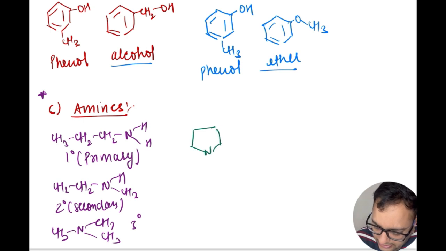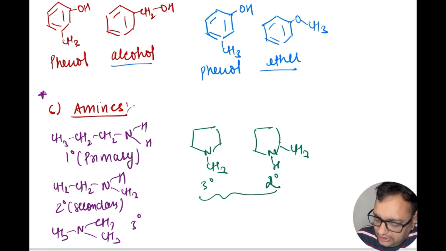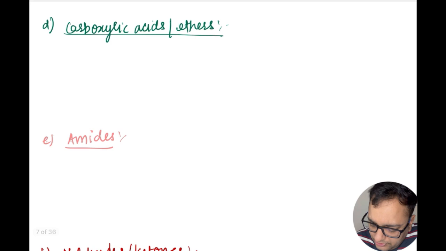Remember, if we take another example, N(CH3)3 and NH(CH3)2 or similar, this is a 3 degree amine and this is a 2 degree amine. So both are functional group isomers. These are all functional group isomers. They are not another type of isomer. We regard this as functional group isomerism.